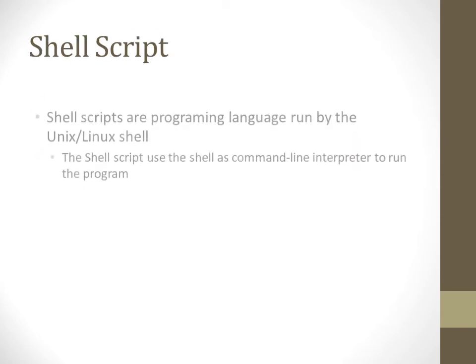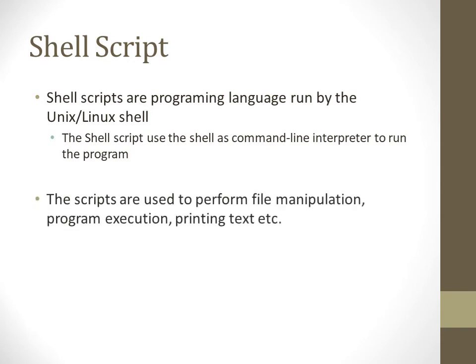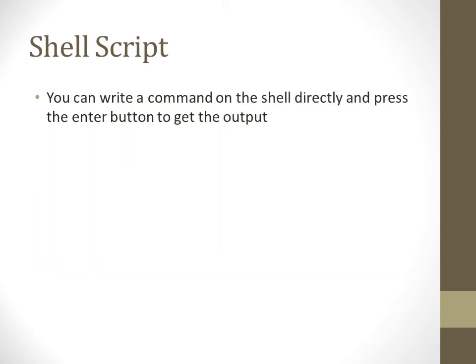Now what is a shell script? Shell scripts are programs in a language run by the Linux or Unix shell. So basically shell scripts use the shell as a command line interpreter to run the shell program. Shell scripts are used to perform file manipulation, program execution, printing text, etc. Shell scripts are interpreted, not compiled. You can write a command on the shell directly and press enter to get the output. Like you can write echo, and after that within double quotes hello script, and then press enter. It will print hello script.